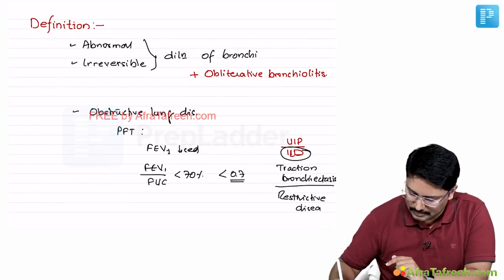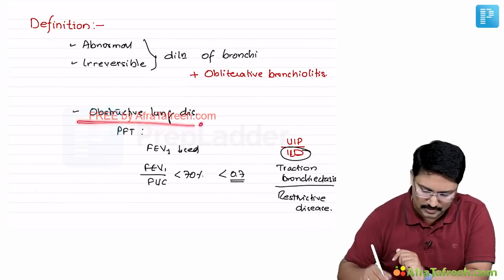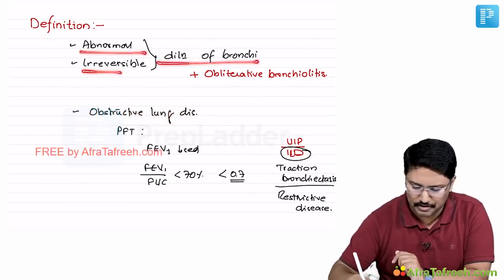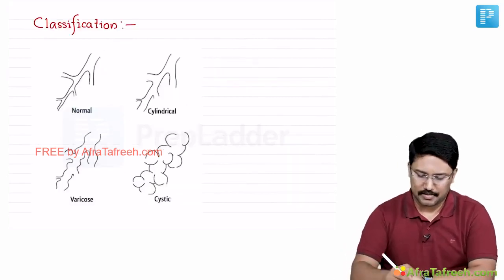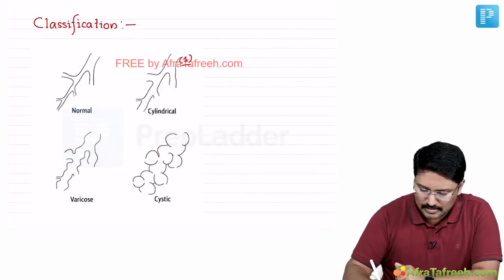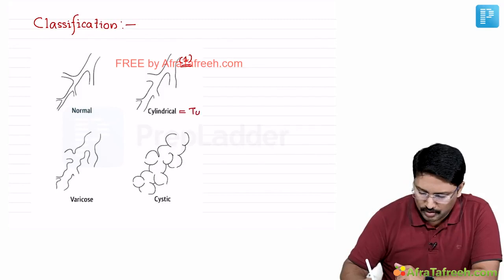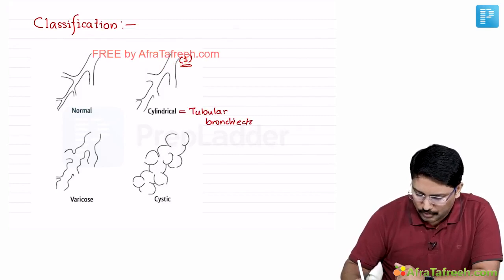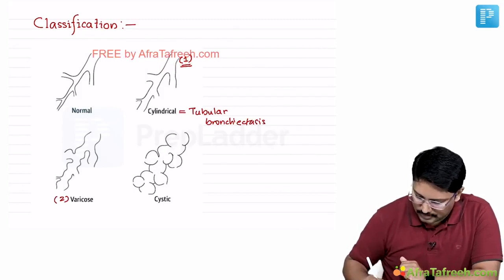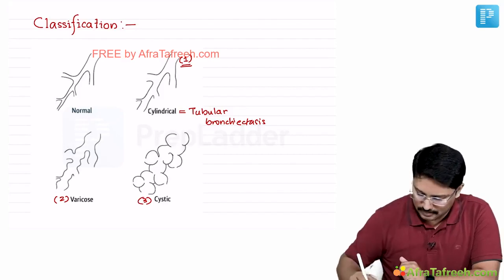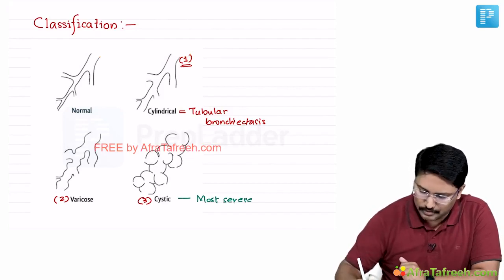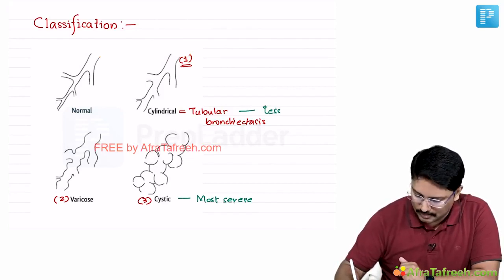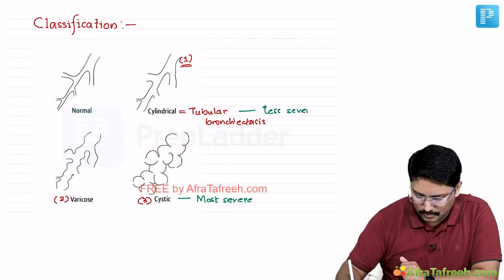Okay, so that's the basic understanding of bronchiectasis. We have an obstructive lung disease characterized by abnormal and irreversible dilatation of bronchi with obliterative bronchiolitis. Now, morphologically, bronchiectasis is classified into three variants. Number one is known as cylindrical, and this can also be called tubular bronchiectasis. Number two is called varicose bronchiectasis, and number three is cystic. In terms of severity, cystic is the most severe, relatively less severe is your tubular, and your varicose sits somewhere in between.